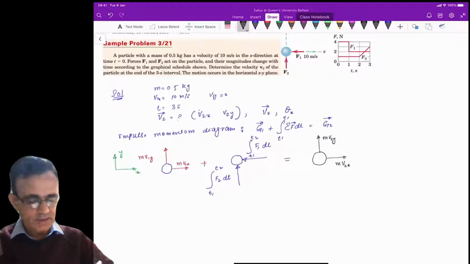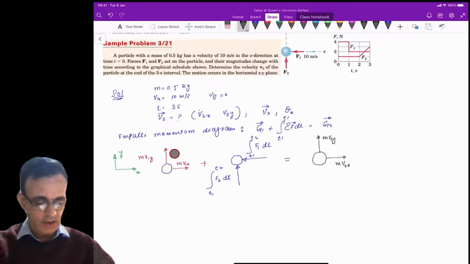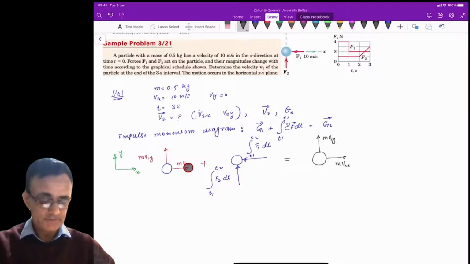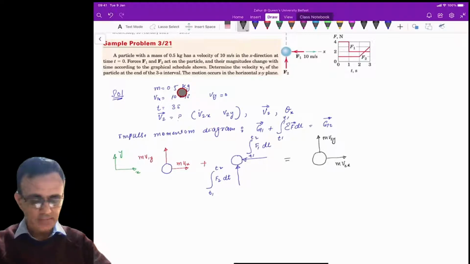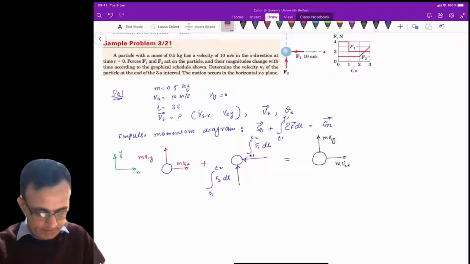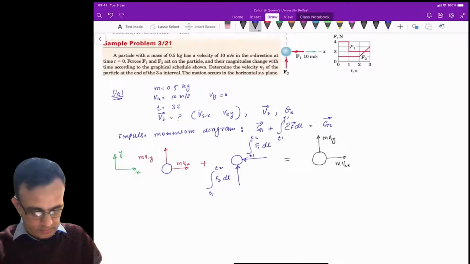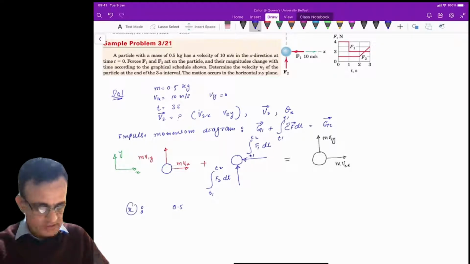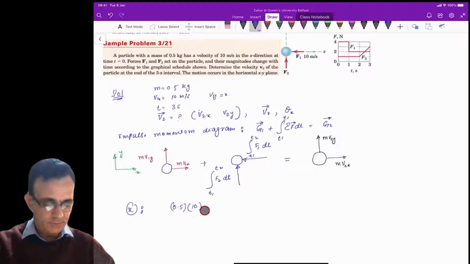So as you can see here, in the x direction, we have mv1x, and as you know, you are given v1x, which is 10, and you are given the mass m, which is 0.5. So what we can write here, this is the equation in the x direction: 0.5 times 10, which is the mv. So mv1x is 0.5 times 10.